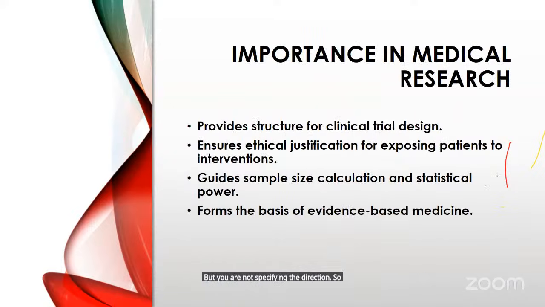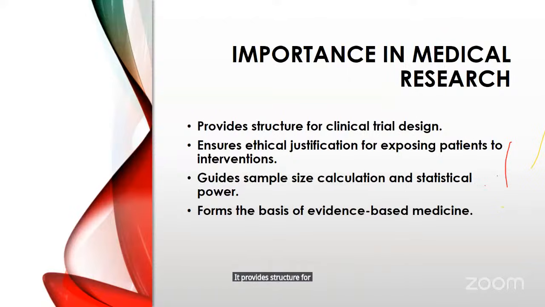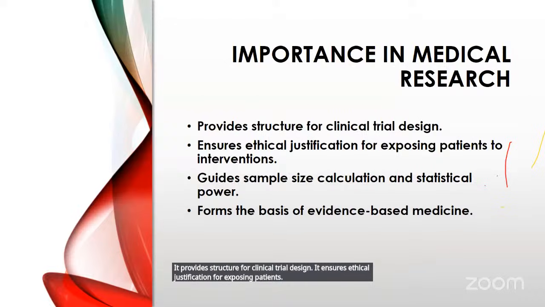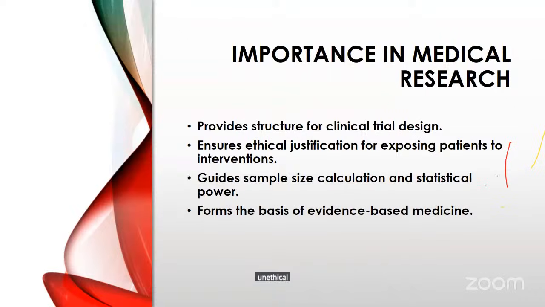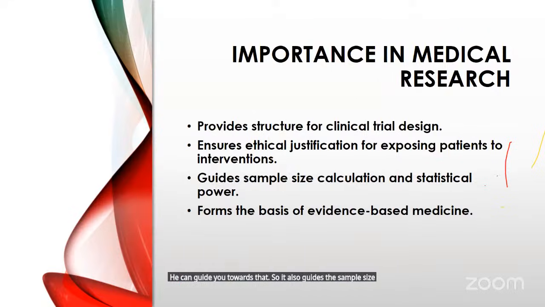So what is the importance of hypothesis in medical research? It provides structure for clinical trial design. It ensures ethical justification for exposing patients to interventions. Because in order for you to expose this group of the population to this treatment or to this drug, you must have an ethical justification for doing this. And by the time you have a clear and concise hypothesis, it can guide you towards that. It also guides the sample size calculation and statistical power, and it forms the basis of evidence-based medicine.